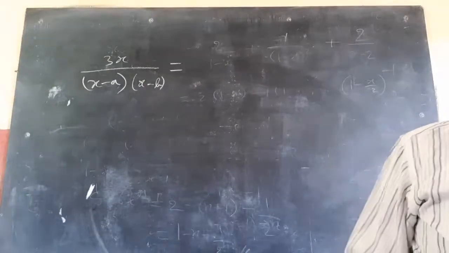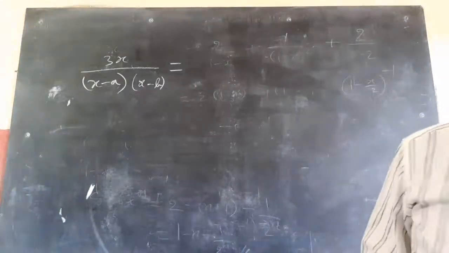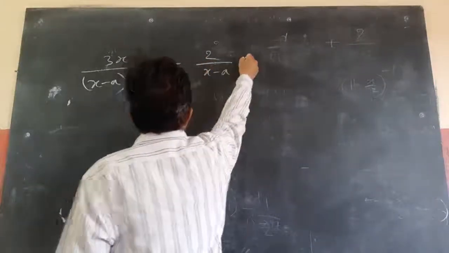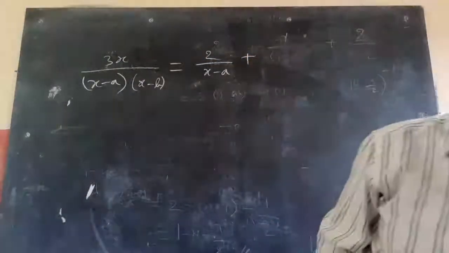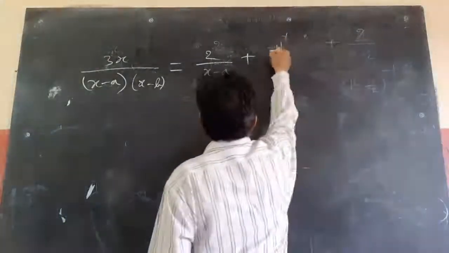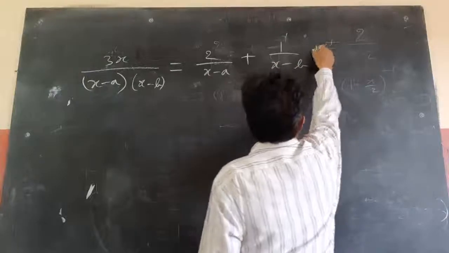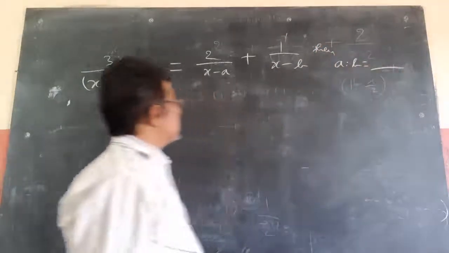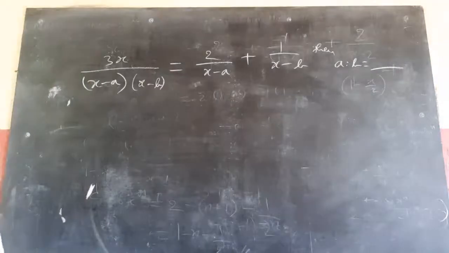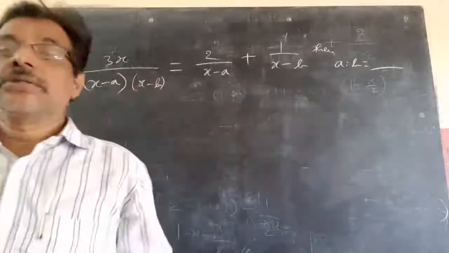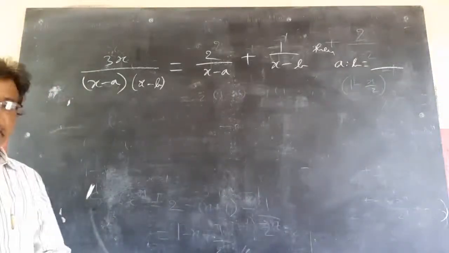3x by (x minus a) into (x minus b) equal to 2 by x minus a plus 1 by x minus b. Then a is to b equal to dash. Instead of asking capital A, capital B, he is asking small a, small b. So how can I find it? Very easily I can find that.